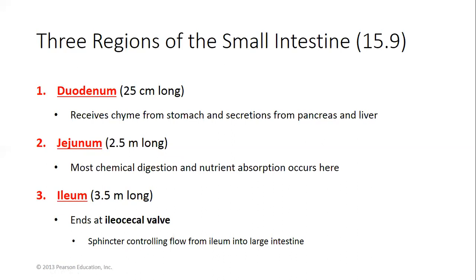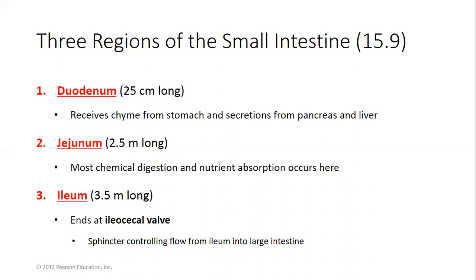We'll talk about where those secretions enter and where they enter from here as we go, because we'll talk about the pancreas and the liver. We'll talk about the accessory organs in the next lecture. The jejunum is mostly involved in chemical digestion and nutrient absorption. It's about 2.5 meters long, which is crazy. I think a meter is about 3 feet. So you've got 6, 7, almost 8 feet of jejunum, and then the ileum is 3.5 meters long, even longer.